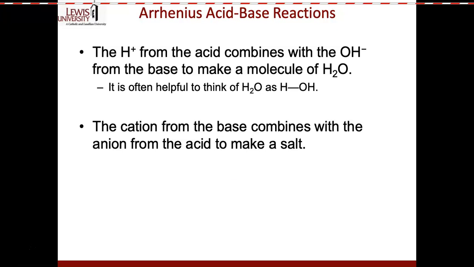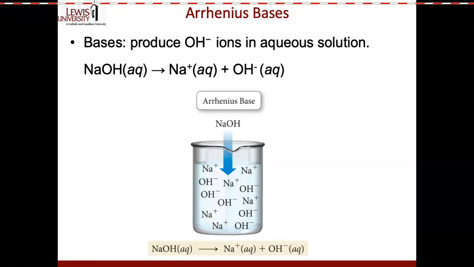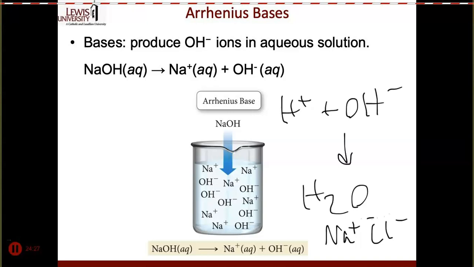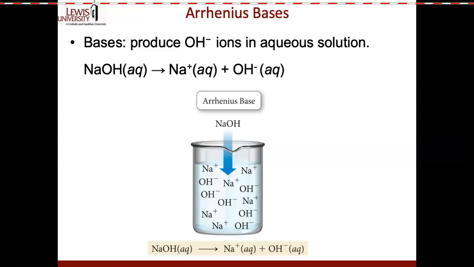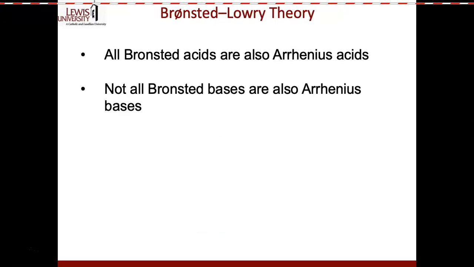Well, in solution, right, both of those substances are going to exist as H plus and Cl minus, Na plus and OH minus. So what's going to happen is whenever you have an H plus and an OH minus together, they're going to react to form H2O. And what do we leave behind? Well, we leave behind sodium ions and chloride ions. That creates an electrostatic interaction, and we get NaCl. So our full reaction of HCl plus NaOH is the sodium chloride, salt, and water.